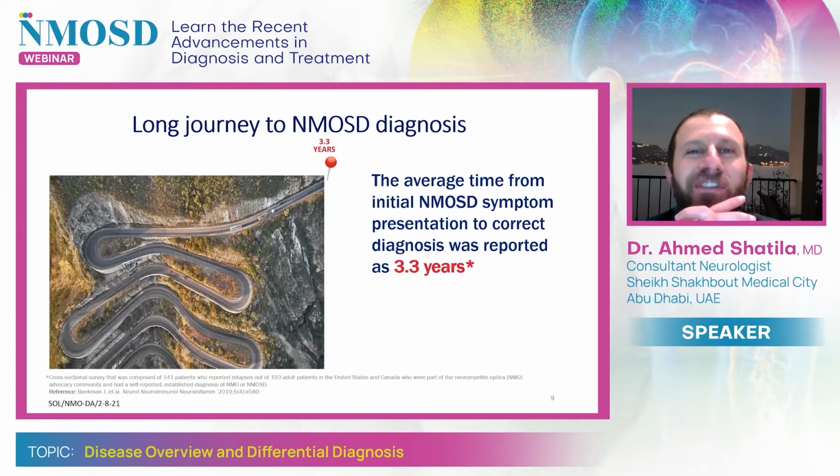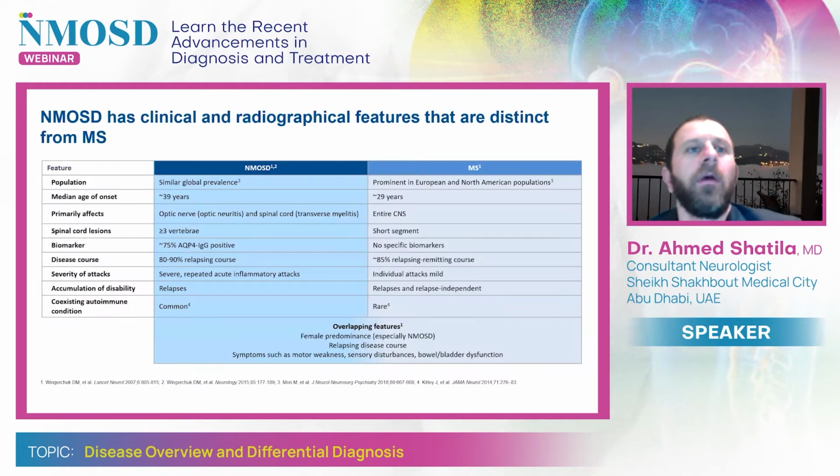It is a long journey to diagnose NMOSD. On average, it's 3.3 years from when the patient shows up with their first symptom to when they see a neurologist who can actually diagnose them. This road is complicated. It's not easy. They may end up seeing their optometrist first thinking, I have blurry vision, when in fact they have optic neuritis. They may see their internist, or they may go to the urologist saying, I have bladder problems. So it's a long, windy road. And on average, it's a 3.3-year journey from time of symptoms to diagnosis.